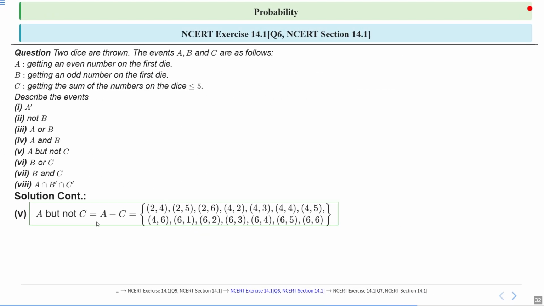And A but not C. A but not C means A minus C. So we will take those ordered pairs which are in event A but not in C. Then you will easily find these ordered pairs which are in event A but not in event C. So this set is basically A minus C, that means A but not C.